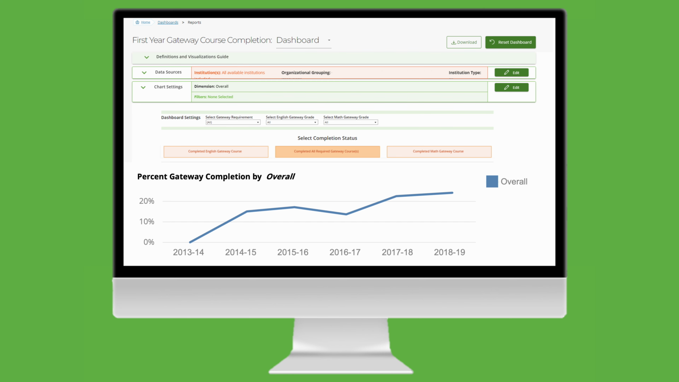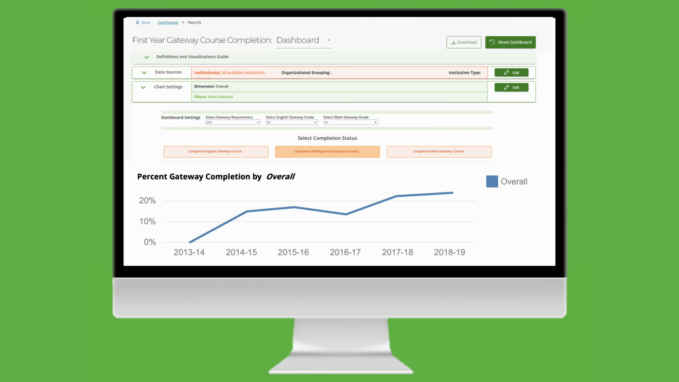First, let's find the gateway completion rate for all first-year students who are required to take gateway courses. Hovering over the 2018-19 data point in the line chart, we find that 27% of first-year students successfully completed their gateway courses. Looking across the previous cohorts, we find that the institution's gateway course completion rate has steadily improved.